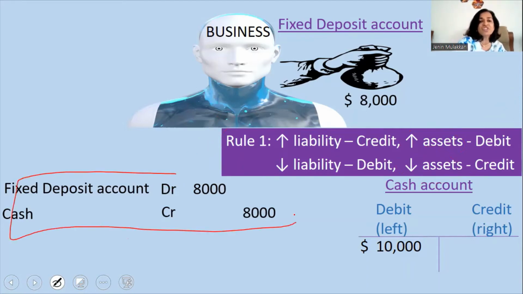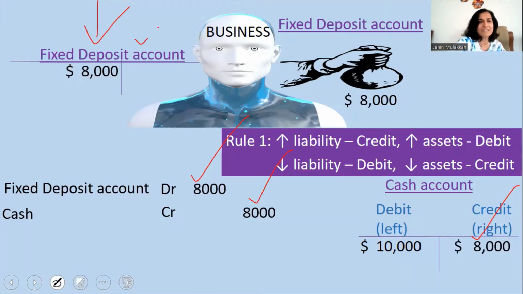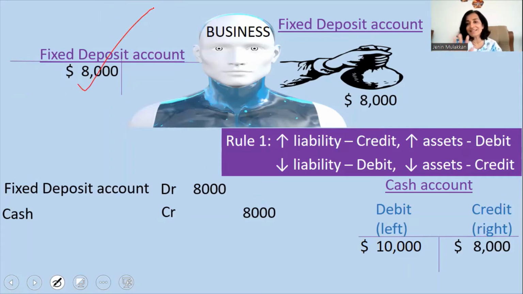And how do you post this journal entry into the ledger? You have to open a new account, that is, a fixed deposit account. So fixed deposit is debited with $8,000, so it goes to the left side of the account, and the cash account is credited, so it goes to the right side of the account. For the time being, I'm not writing the explanation, because for fixed deposit you have to write "to cash" here. Since it is very easy to write the explanation or the narration, we will leave it out for the time being. So now we know that the balance in the fixed deposit account is $8,000. And what is the balance in the cash account?